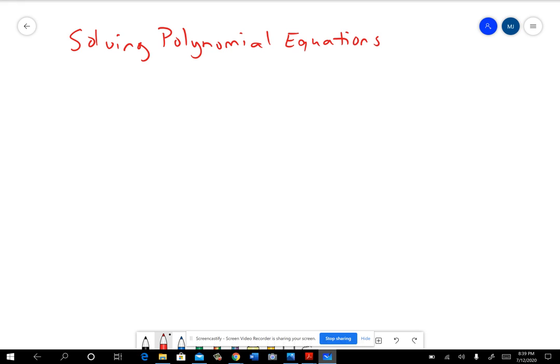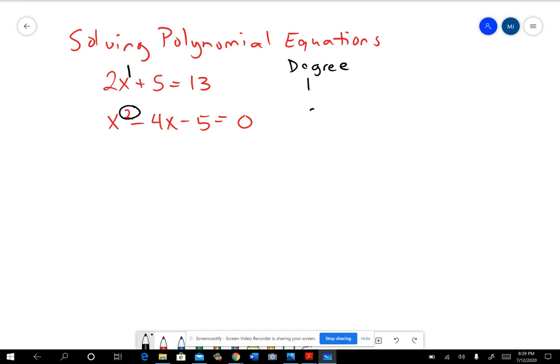All right, in this video, we're going to be looking at solving polynomial equations. You already know how to solve equations like 2x plus 5 equals 13, and you know how to solve things like x squared minus 4x minus 5 equals 0, okay? This one is degree 1, this one is degree 2, and these are types of equations you've dealt with quite a bit, but they're also polynomials. They're just special polynomials, okay?